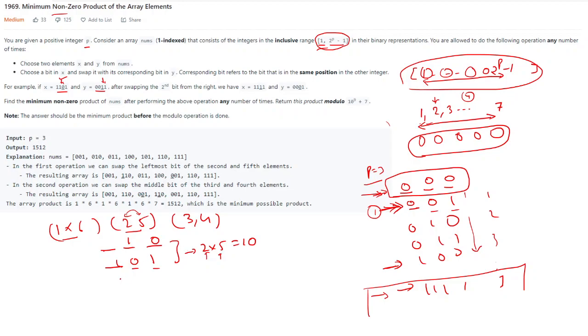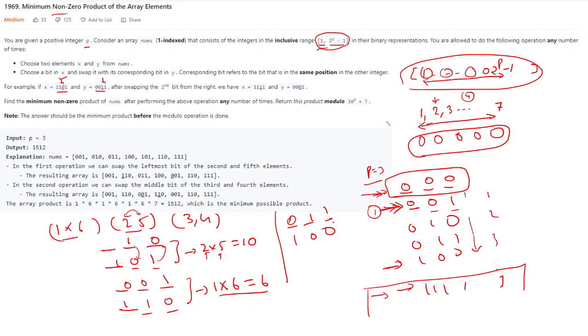So we can do something like this. While swapping, we'll put this one here and this 2 here. We'll convert this to something like this, 001 and 110. So we have converted it to 1 into 6, that is 6. This is our minimum value. This one cannot go lower than 1, because that will be 0 and we want a non-zero product. So we have converted 2 and 5 to 1 and 6. Similarly, we have 3 as 011 and 4 as 100. So we'll convert this 3 into 4, which is 12.